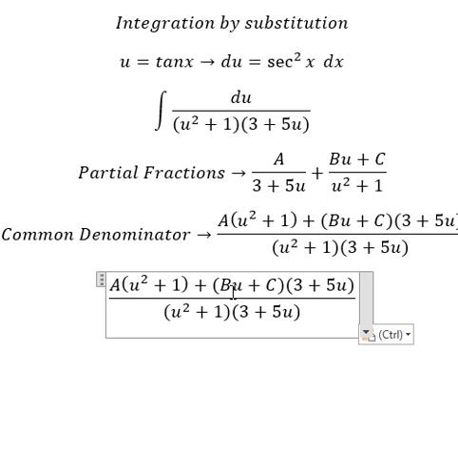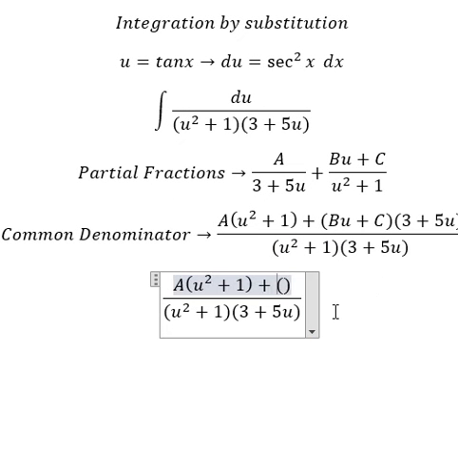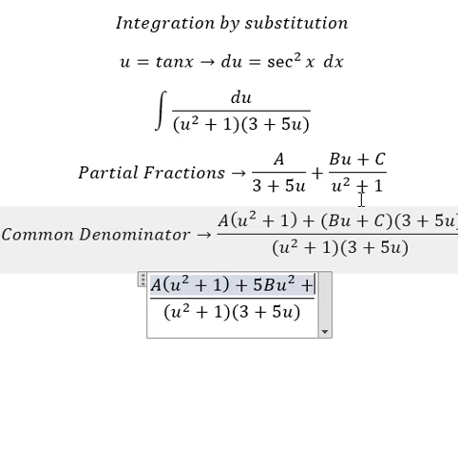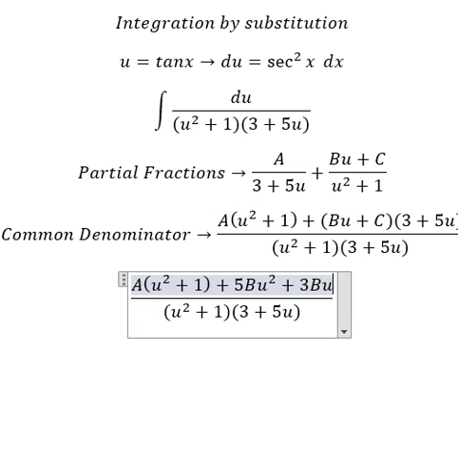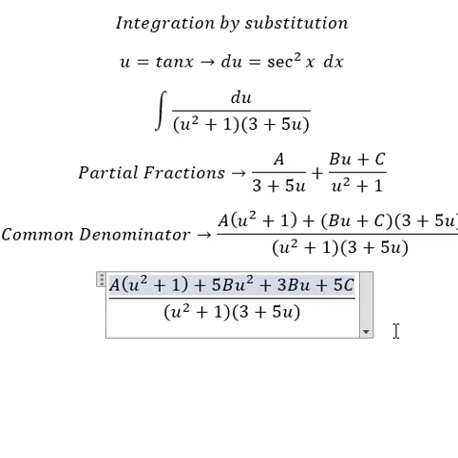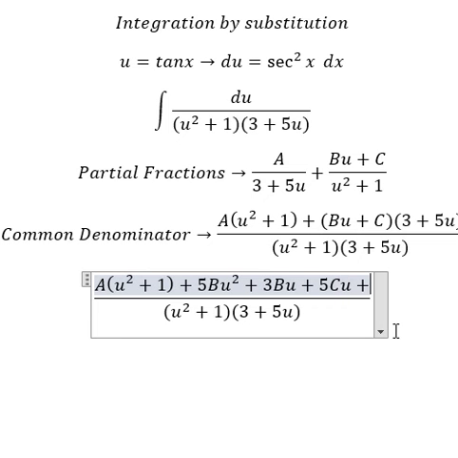Now we need to expand this one. The next one we have B multiplied by 3, 5 with C. So 3Bu plus 5Cu. And the next one we have 3C.